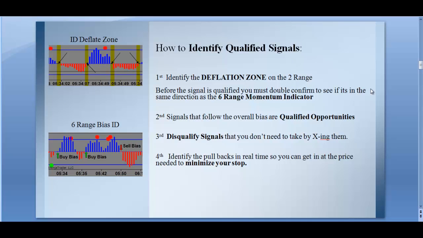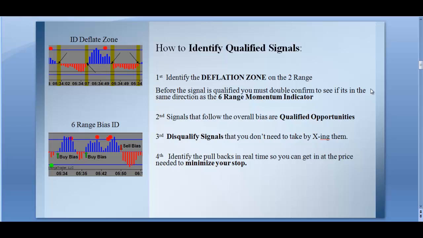Couple things I definitely want to go over. We have how to identify qualified signals. The first is going to be to identify the deflation zone on the 2 range. You're going to be looking for short-term opportunities. So the short-term opportunities, you can see the momentum and the hybrid indicator right there. What we're looking for is those yellow vertical lines where the volume decreases and crosses over. That's going to be the deflation zone.